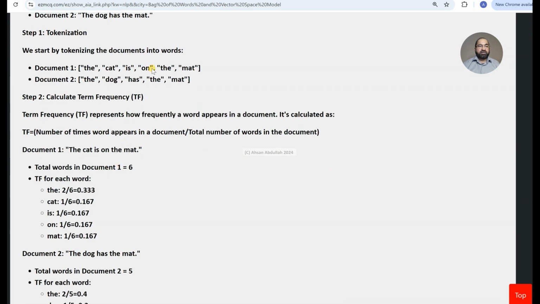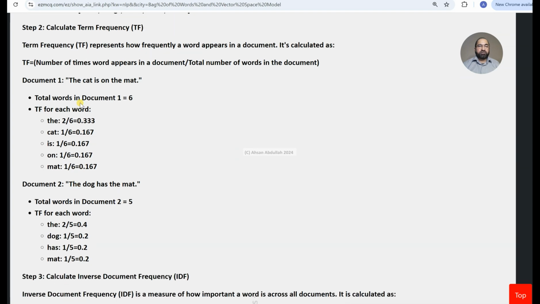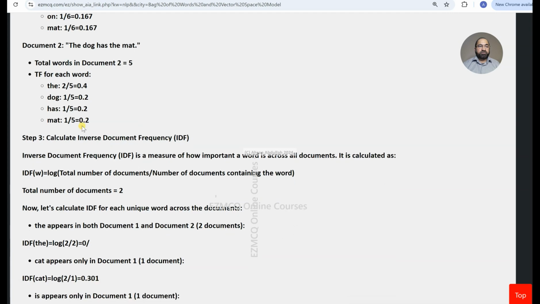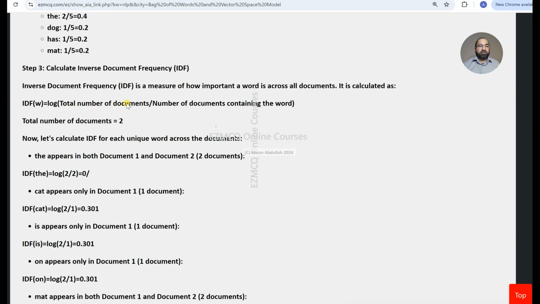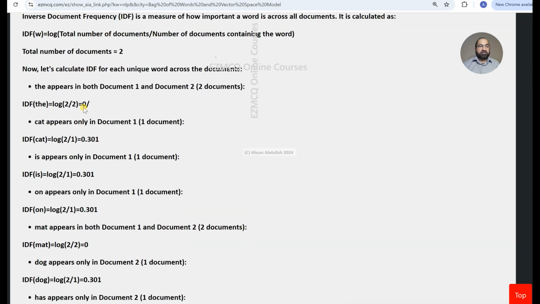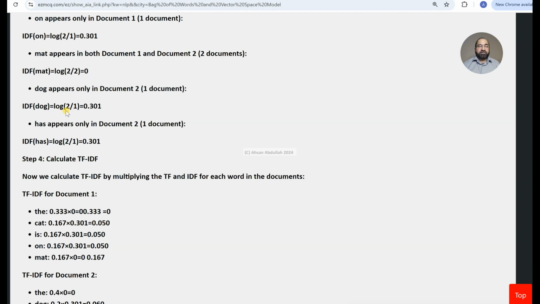We calculate the term frequency. Document 1 has 6 words, and the term frequency for each word is, for example, "the" occurs twice, "cat" occurs once. We calculate the term frequencies for document 1, then for document 2, and then the inverse document frequency, which is the log of the total number of documents divided by the number of documents containing the word itself. We do this and we get a 0 here, for both document 1 and document 2. And we do this for "mat": mat appears in both documents, so 2 divided by 2 is 1, and the log of 1 is 0. And "dog" only appears in 1 document out of 2, so 0.301.